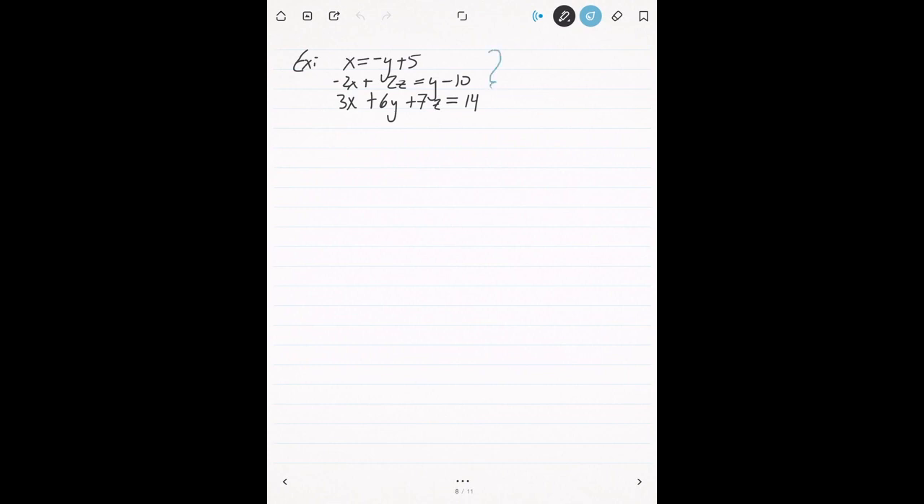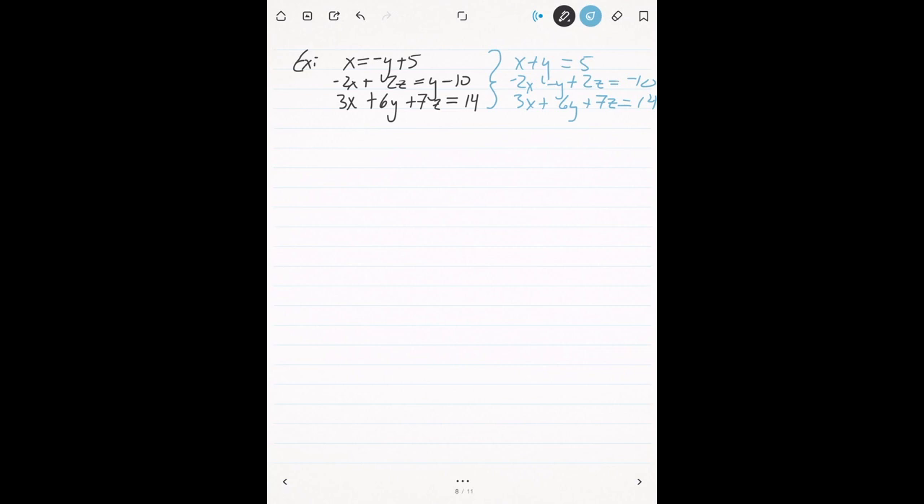So when I go ahead and put this in standard form, I should get an x plus y equaling 5, a -2x minus y plus 2z equaling negative 10, and then a 3x plus 6y plus 7z equaling 14.